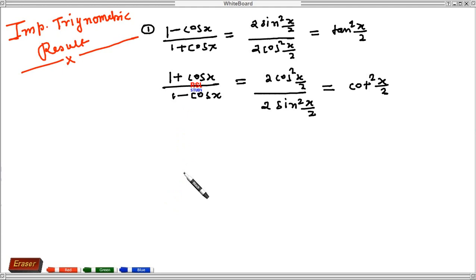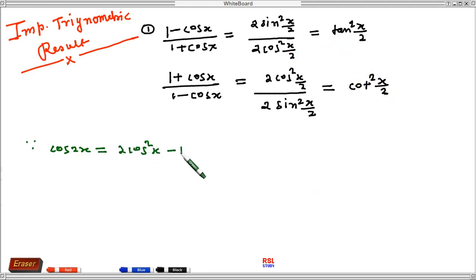You should keep this in mind, because you have to use it frequently. In the question it will come as a step, and if you don't know it then you will solve it and take time. So you have to keep this result in mind.